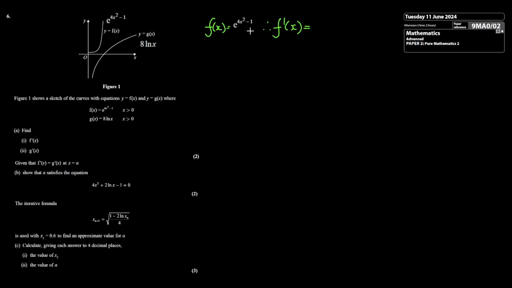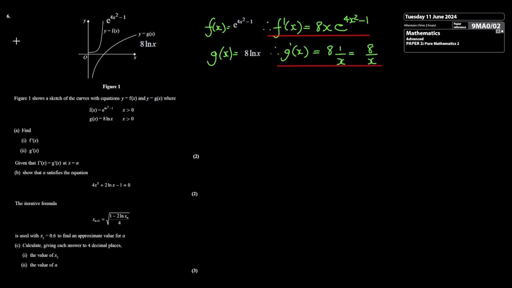To find the differential of an exponential function, it will be the same thing, which is e to the 4x squared minus 1, but we have to differentiate the power as well, and the differential of this expression is 8x. Now we're differentiating the log function, so the differential of 8 ln x will be 8 multiplied by the differential of ln x, which is 1 over x. So this is equal to 8 over x, and that's the answer to part A.